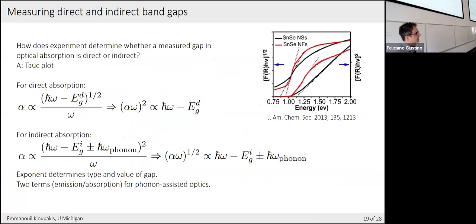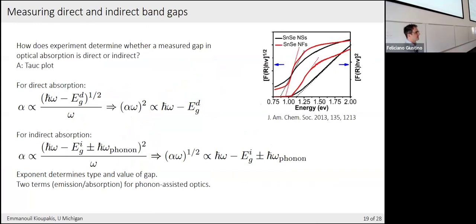Before we move to the next subject, let me make a quick comment. How do experimentalists know what is the bandgap of a material? One way to do this is with optical measurements, right? You shine light. Below the bandgap, there should be no absorption. Above the bandgap, absorption kicks in. So when you see this onset, you say, there's the bandgap.